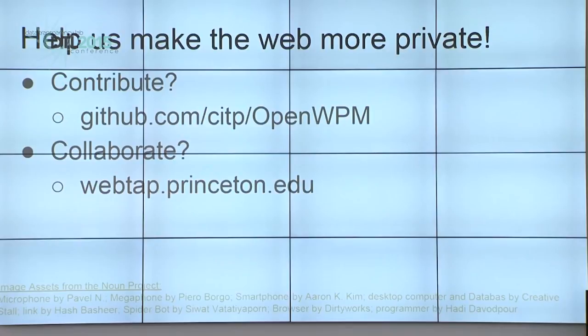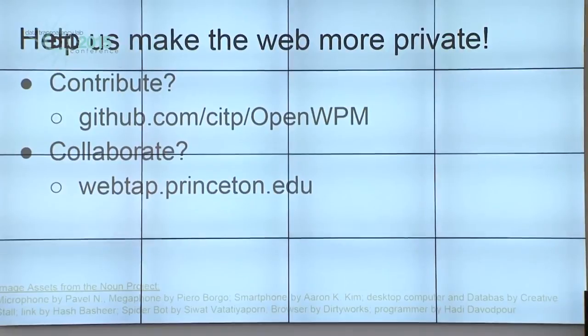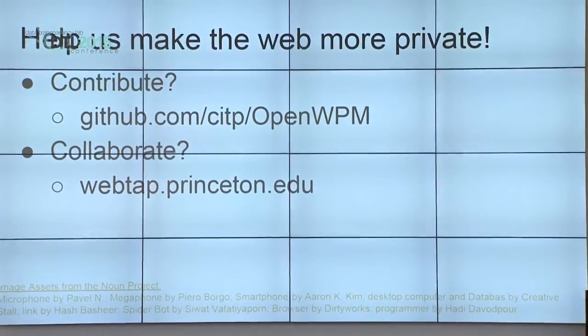So if you want to help us make the web more private, you can check out our GitHub repo, and contribute code and pull requests. Any changes I make to OpenWPM for the studies that I do, I try to do in public. So you have the newest version, you have what we're using. And if you want to collaborate, feel free to check out our research page, and you can find our contact info there.